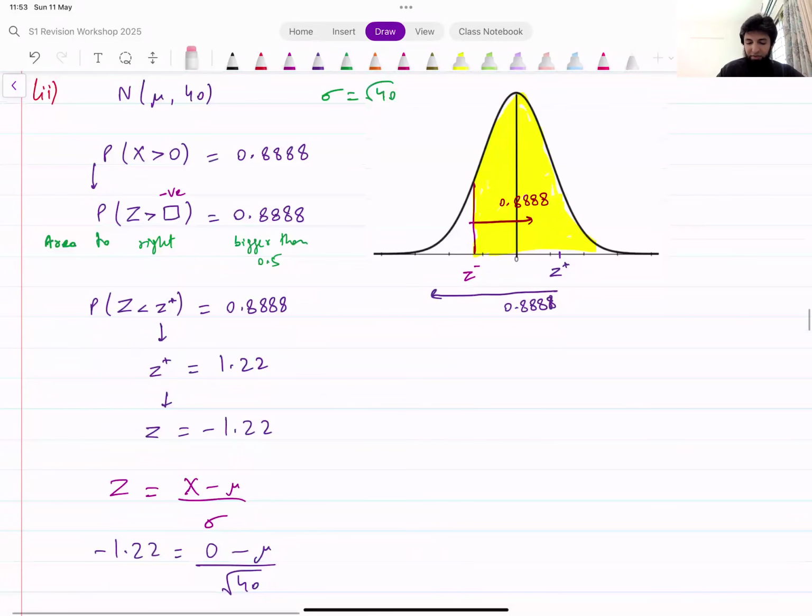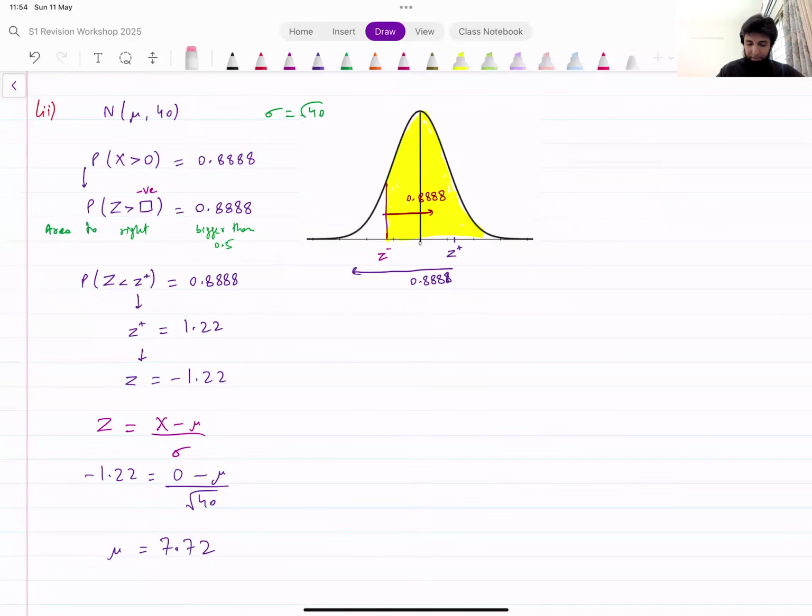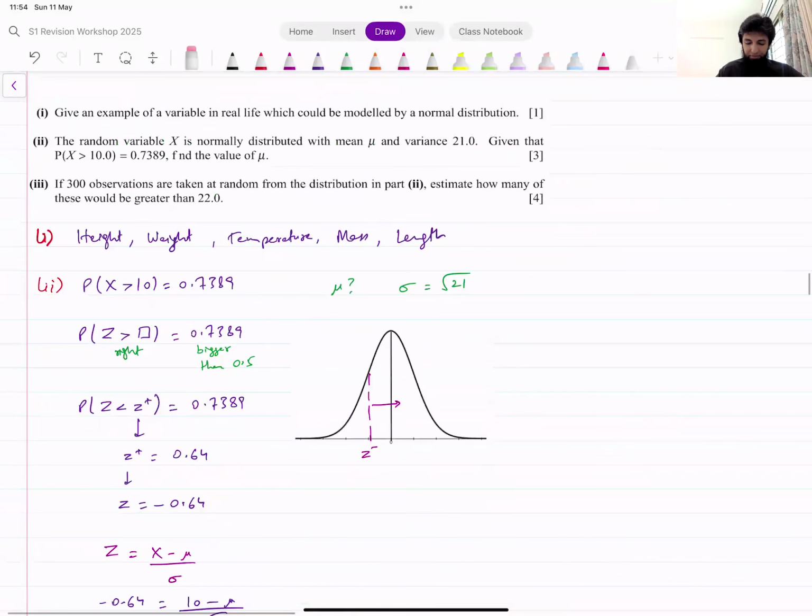Okay, so that's a relatively simple problem that you see on inverse normal. Let's have a look at another example.